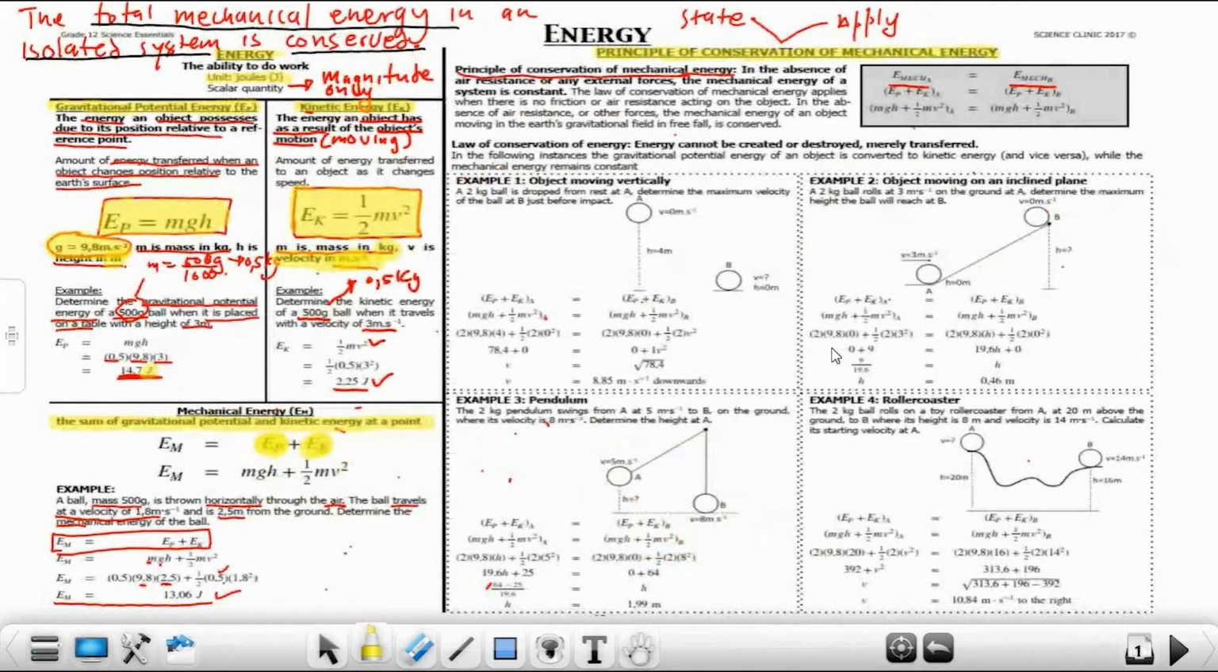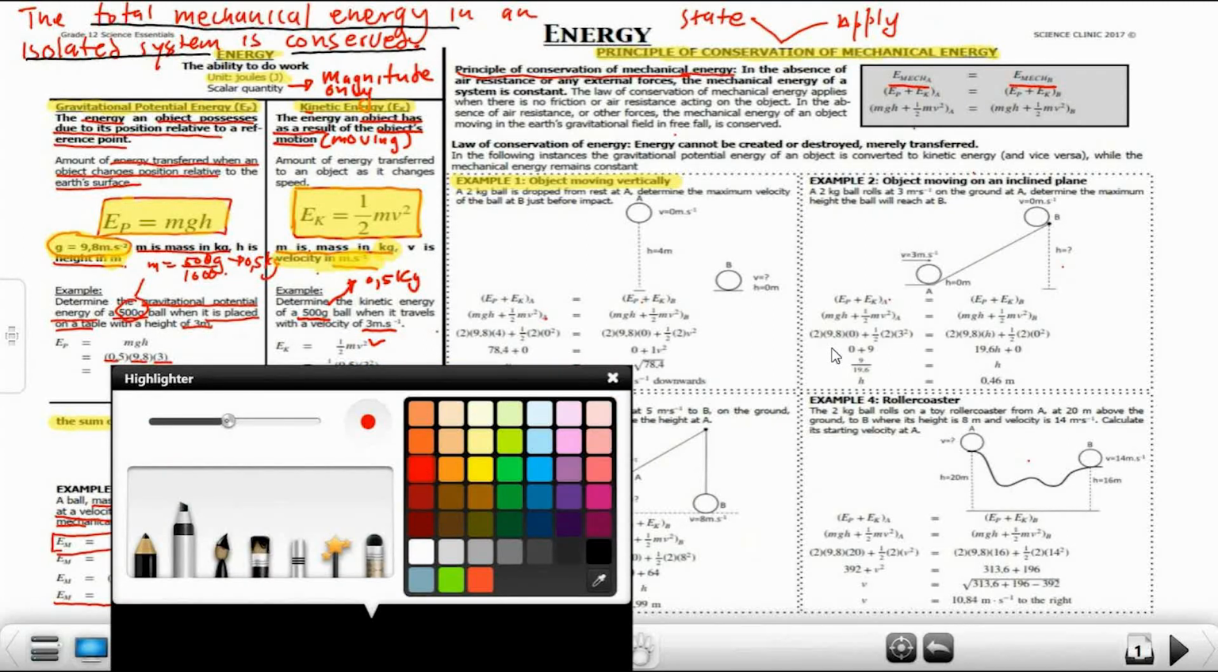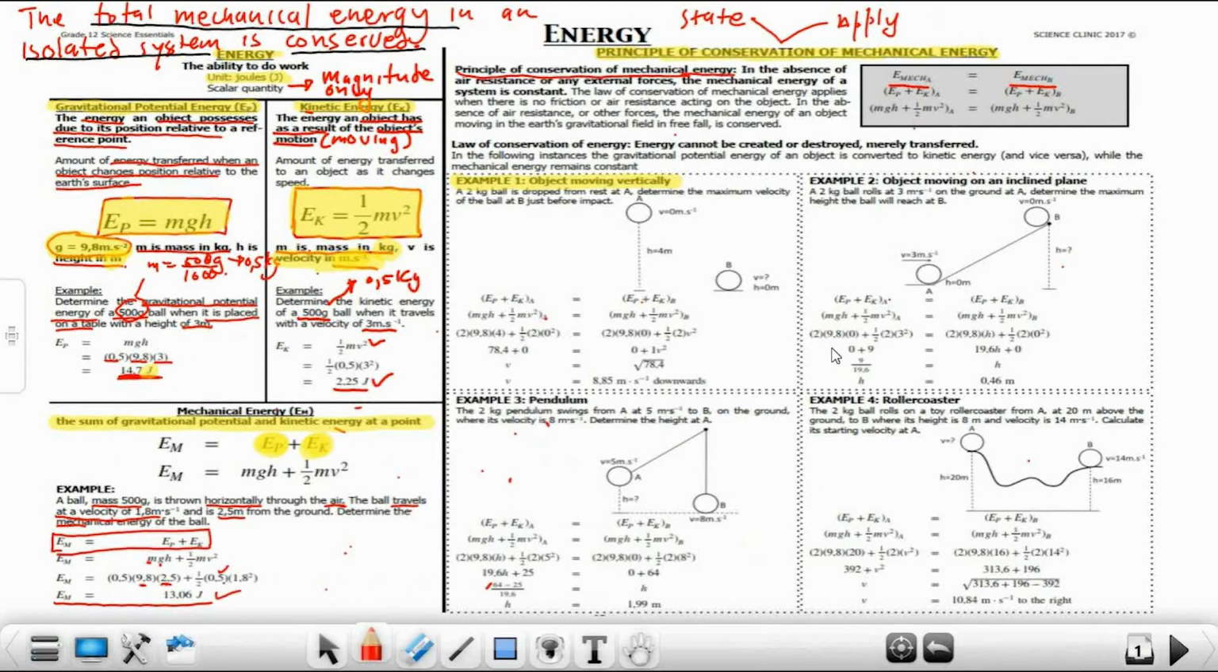Let's look into the examples then. Example number 1 says an object that is now moving vertically. A 2 kg ball is dropped from a rest position. Now, here come other nice trick words that we need to look for.